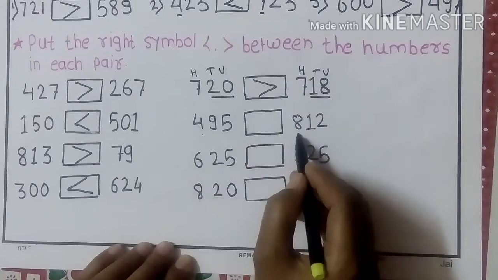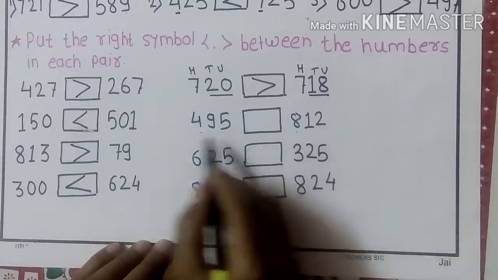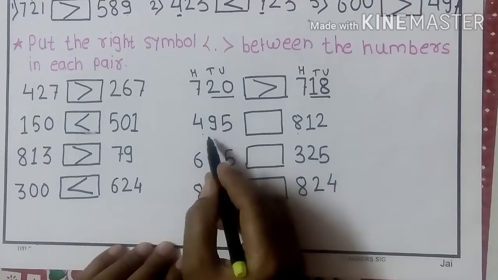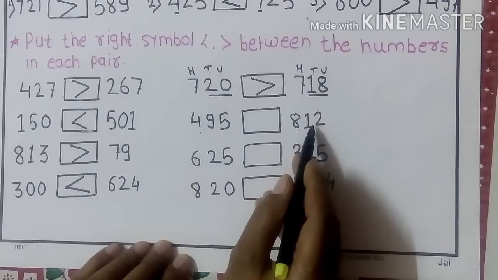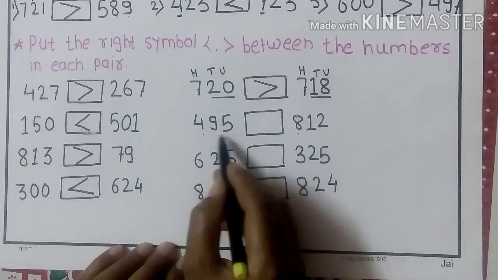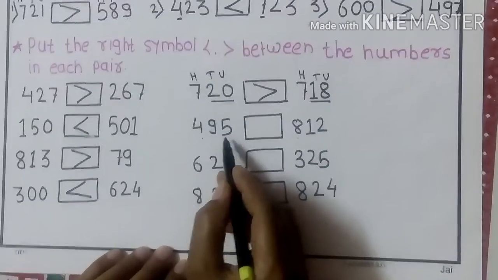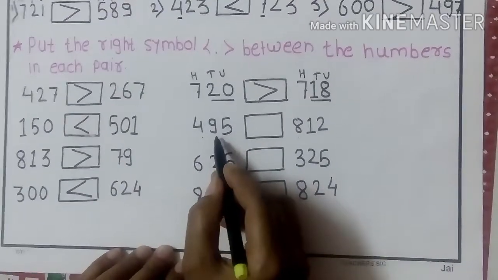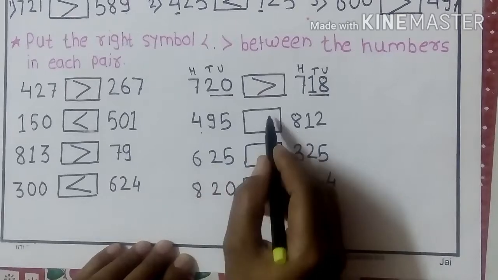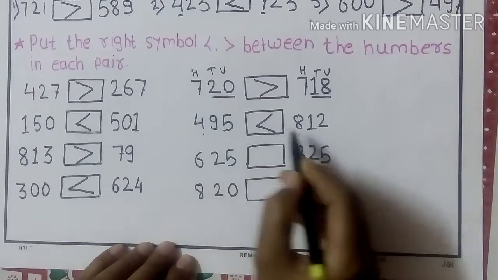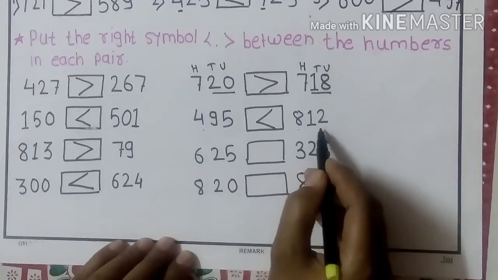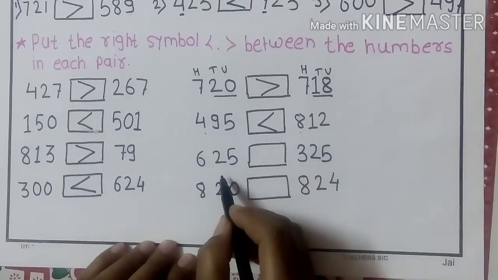Okay, the next example, 495 and 812. We easily know that 812 is big and 495 is small. Therefore, we write the symbol: 495 is smaller than 812.